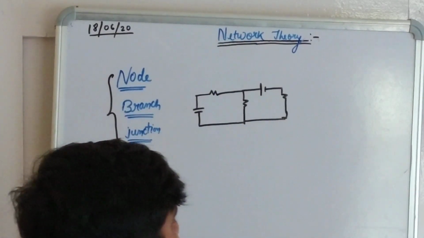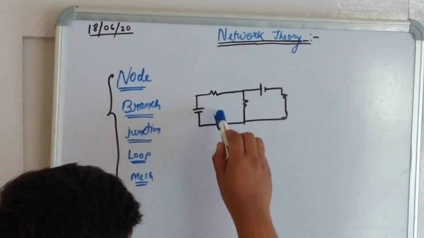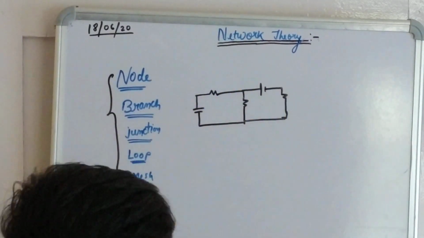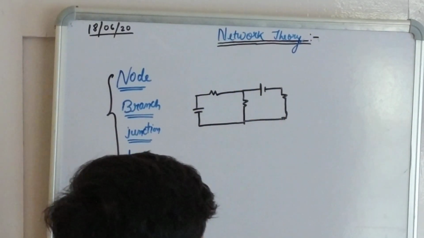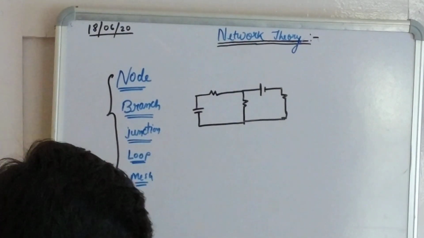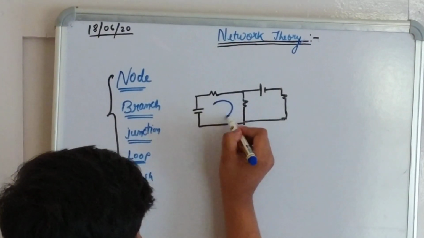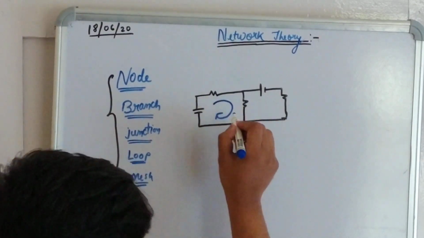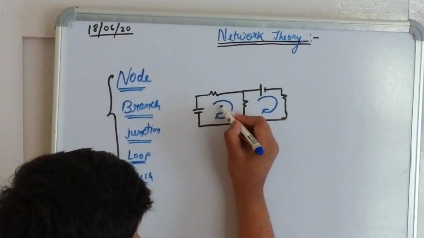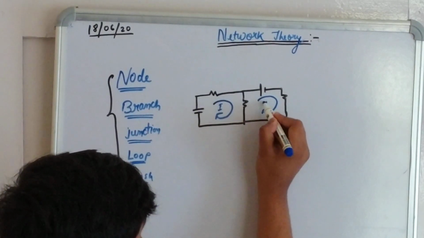Now can you tell me how many loops there are? 1, 2, and this whole one makes 3 loops. But what I said is the mesh is the smallest loop inside which there cannot be any other loop. So this is one mesh, because inside this loop there cannot be any other loop. This is the second mesh. Mesh number 1, mesh number 2.